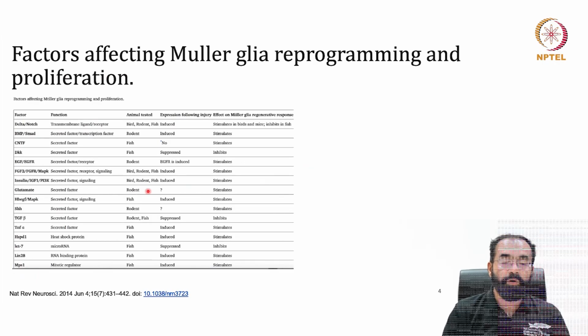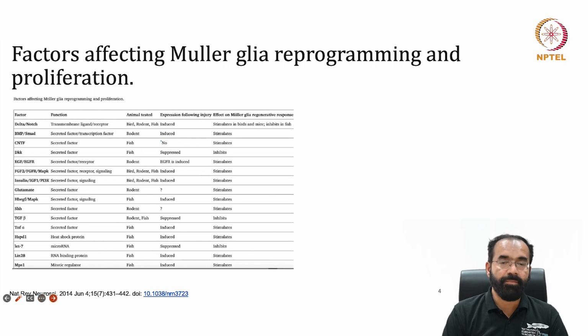Now comes an important table. As you can see here, this is taken from a review published in Nature Reviews Neuroscience, and it's a huge table that depicts the factors affecting Muller glia reprogramming and proliferation. A lot of factors are listed here. Its function is listed here, and the animal tested is listed here, and its expression following an injury is listed here, and what is its effect, the role on the regenerative response. For example, Delta-Notch is one of the first factors, and its function is basically as a transmembrane ligand and receptor.